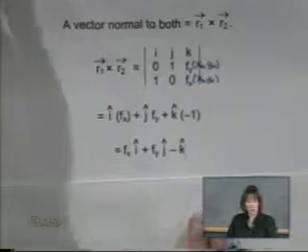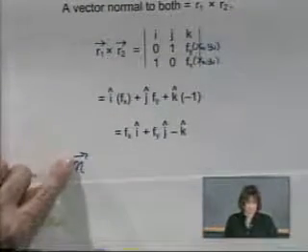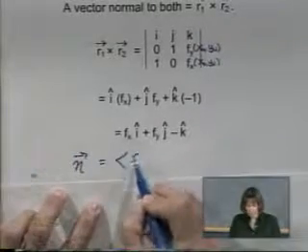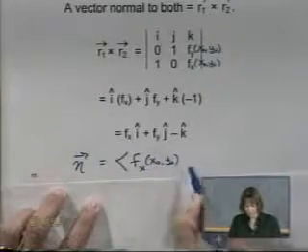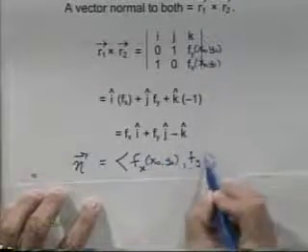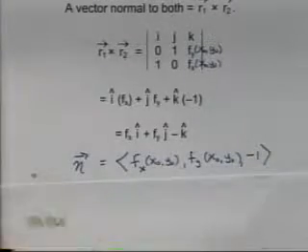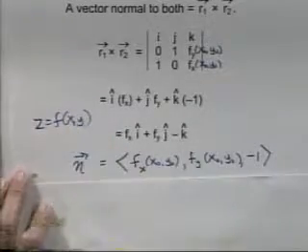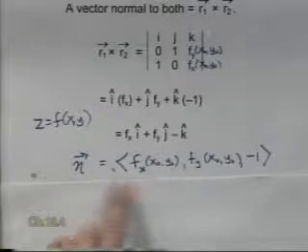My vector normal to the curve, I'm not going to put a little hat on it because it's not a unit normal, it's just a normal vector, will have components: the partial with respect to x evaluated at x naught, y naught, comma, the partial with respect to y evaluated at x naught, y naught, comma, minus 1. Remember the equation was z equals f of x, y. So I have myself a normal vector.